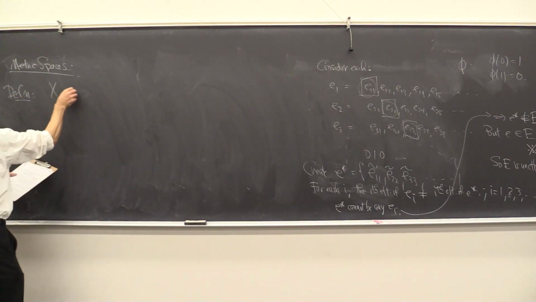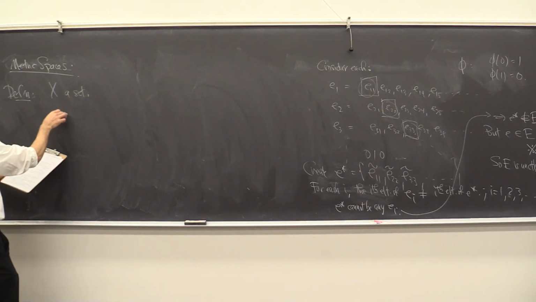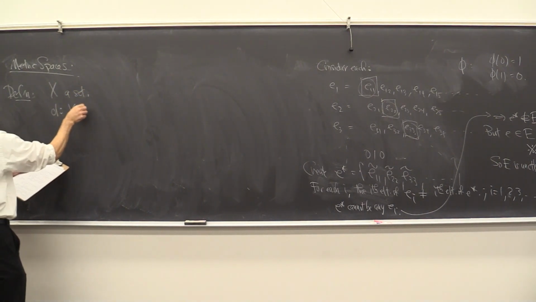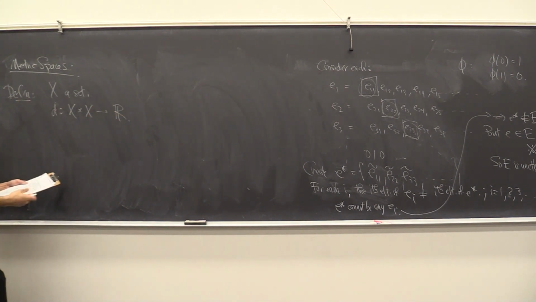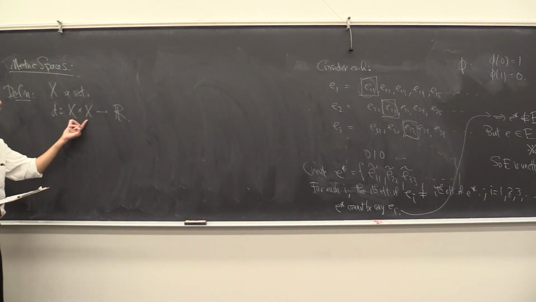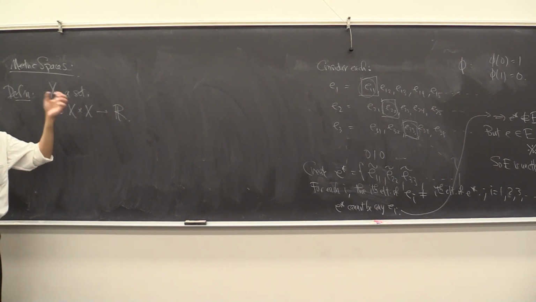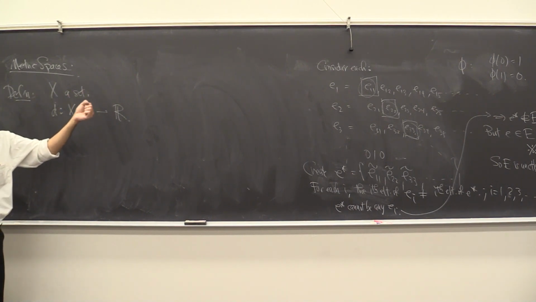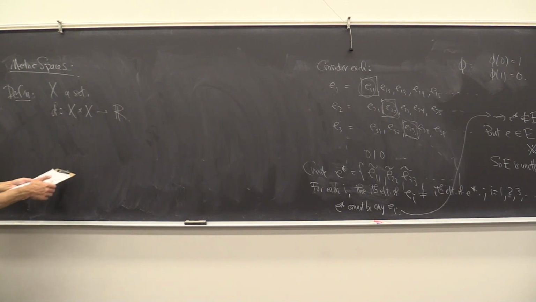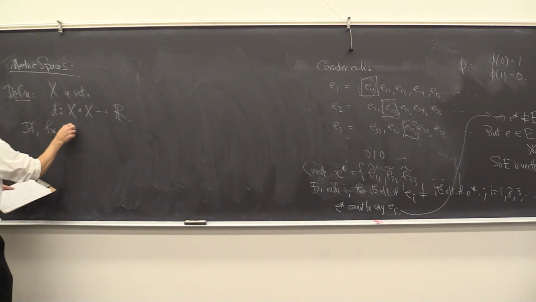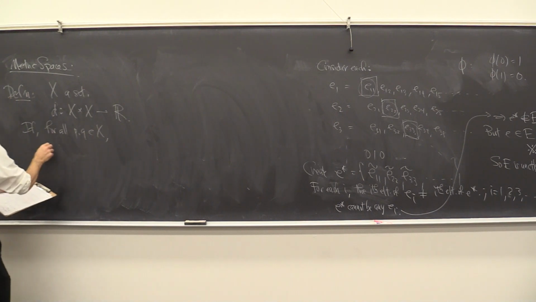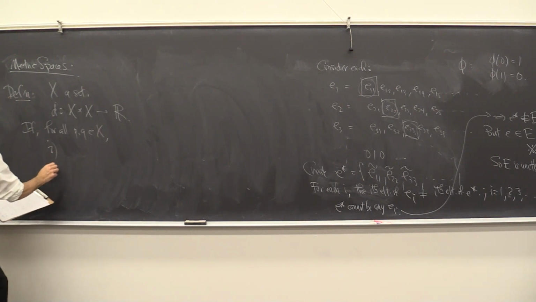You have a set, and you have a real-valued function d on the Cartesian product. It takes in two elements and returns a number. This is going to be our distance: it takes in two things and returns the distance between them. So for all p and q in X, we have the following three properties.